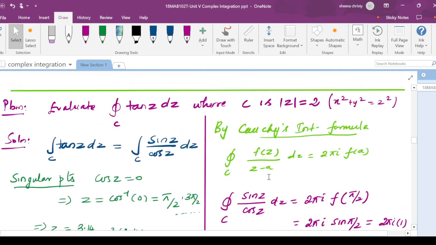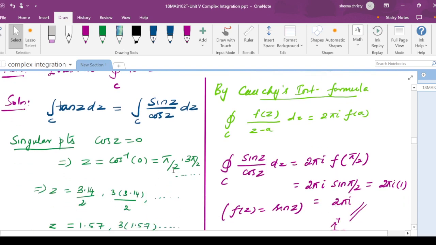So by Cauchy's integral formula, integral over c f of z by (z minus a) into dz is what? 2 pi i into f of a. Now integral over c sin z by cos z into dz equal to 2 pi i into what is f of a? The point a is pi by 2. So f of pi by 2. What is f of z here? Sin z. Therefore, 2 pi i into sin pi by 2. Sin pi by 2 we all know the value as 1. So we are getting the answer as just 2 pi i.